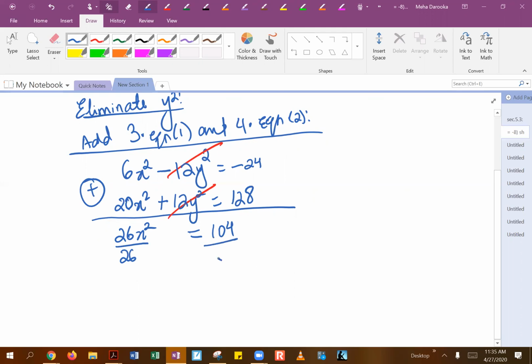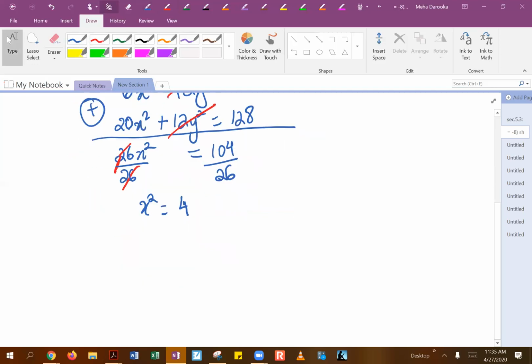Four. Yeah, very good. So the first step is to get x squared by itself, which will... Okay, no problem, Alexander. I think you should be okay. We've just done one example. We're on our second one, okay? Alrighty, so 104 divided by 26 will give you 4.